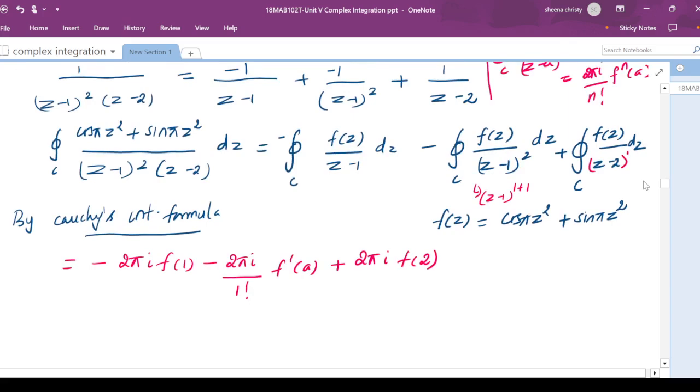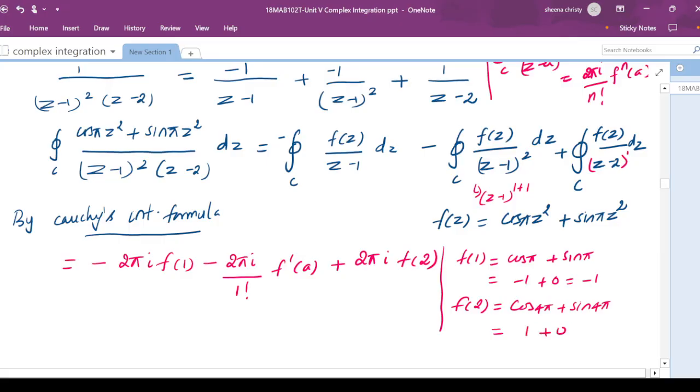We know what is f of z. So from this we can find what is f of 1. What is f of 1? Cos pi plus sin pi. Cos pi is minus 1, sin pi is 0, so minus 1. Then f of 2 is what? f of 2 is cos 4 pi plus sin 4 pi. We know that cos 4 pi is plus 1, sin 4 pi is 0, so it is equal to 1.